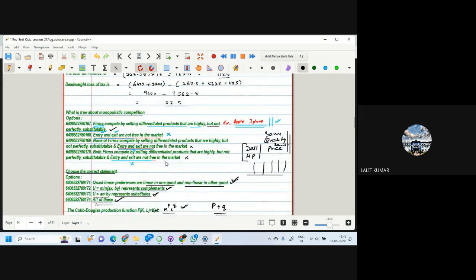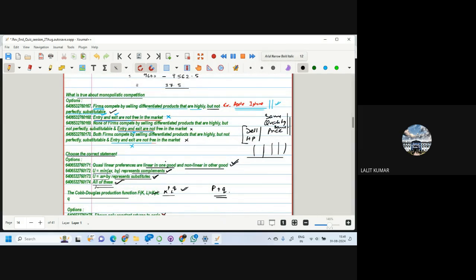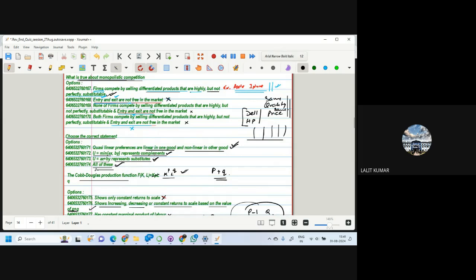Okay, so these are some multiple answer questions. True about monopolistic competition: firms compete by selling differentiated products that are highly but not perfectly substitutable. That is the correct answer. In this, entry and exit are not free in the market. For monopolistic competition, entry and exit are free. Any time a firm wants to enter, it can enter, and it can exit. So this option is not true.